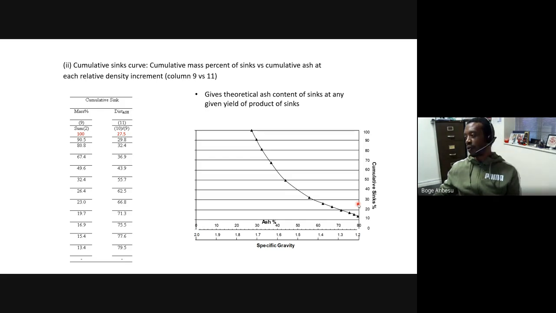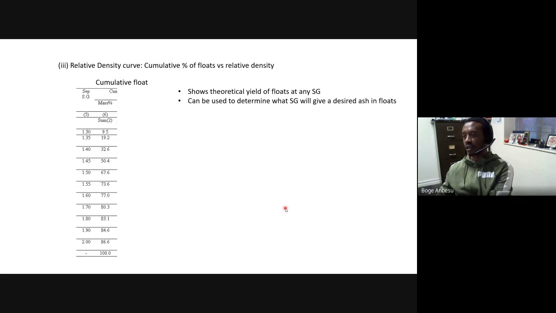Or in other words, if you're targeting 60%, 40% of the ash is in the float, and that float yield is over 70%. Okay, because this curve here is telling me in less than 30% of my sink, I can actually reject about 60% of the ash. Again, this is telling me that it is a reasonable rejection of the ash. In a small portion of the sink, I am rejecting more of the unwanted material or the ash. Okay, so that's one piece of information that you can get from the cumulative sinks curve.